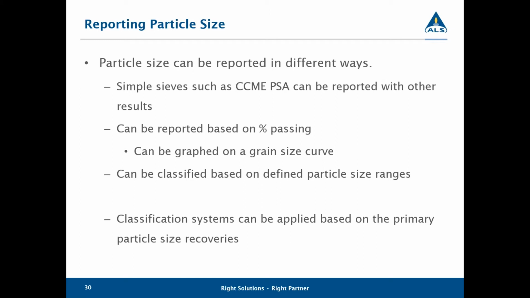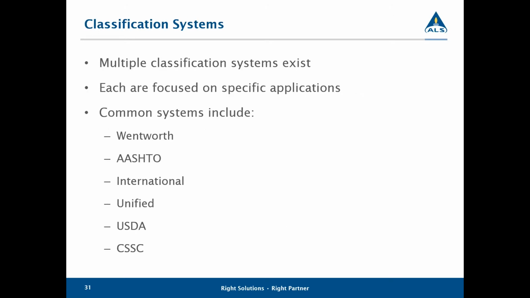The issue with defined particle size ranges is that you have to establish which particle size ranges you're applying, which depends on the regulation. There are a number of classification systems that exist, and each are focused on specific applications. The Wentworth system is a well-known system. It was established in 1922 and is still used. Then we have the AASHTO, which is for the highways and different transportation. There's the international standard, the unified standard, the USDA standard, as well as the CSSC standard.